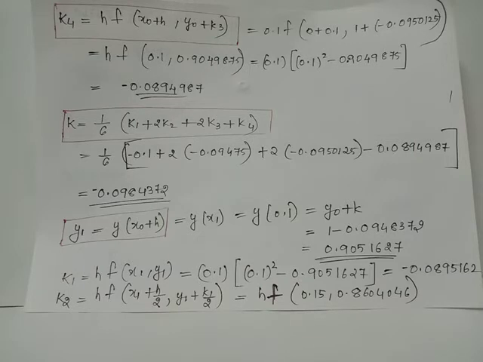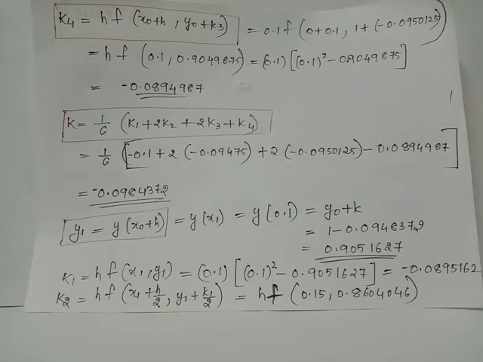In order to compute y2 or y of 0.2, we have to repeat the entire process. But now, instead of x naught y naught, we will be depending on x1 and y1. Hence, we will obtain new values for k1, k2, k3, k4 and k. k1 equals h times f of x1, y1, where x1 equals 0.1 and y1 equals 0.9051627. Thus, we have to evaluate f of x,y at x1, y1, and we will obtain k1 equals minus 0.0895162.